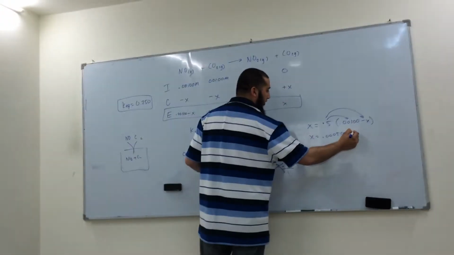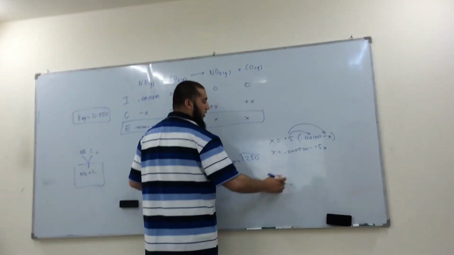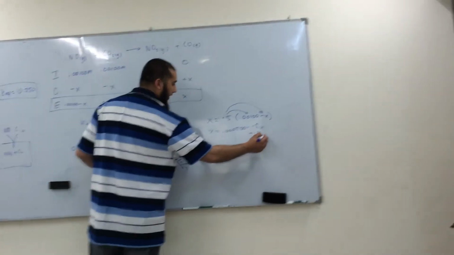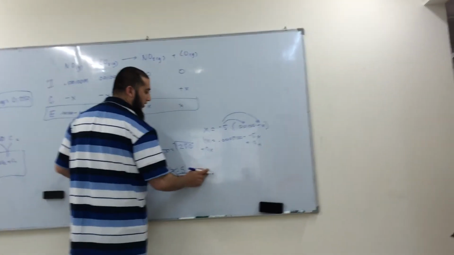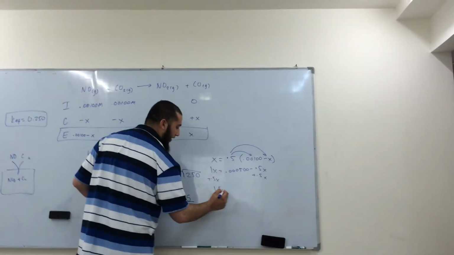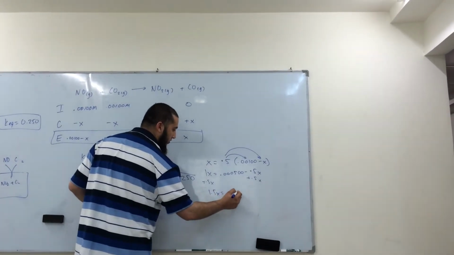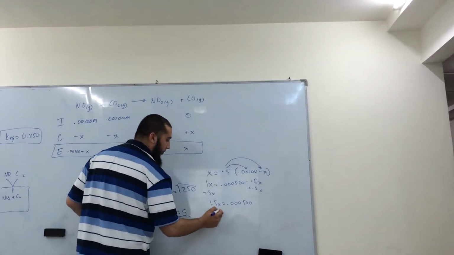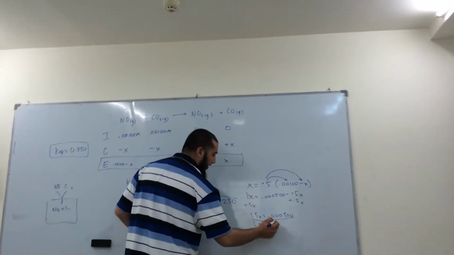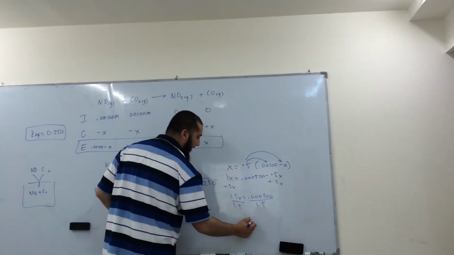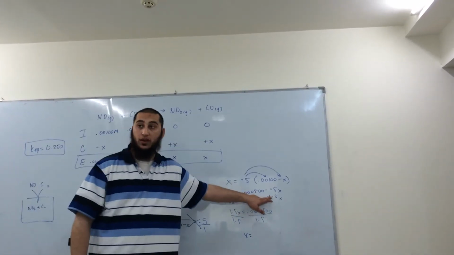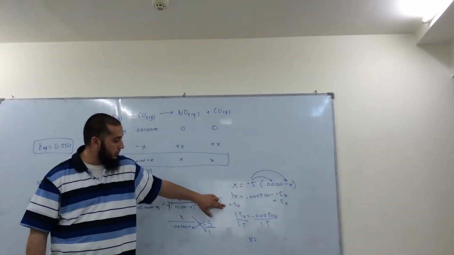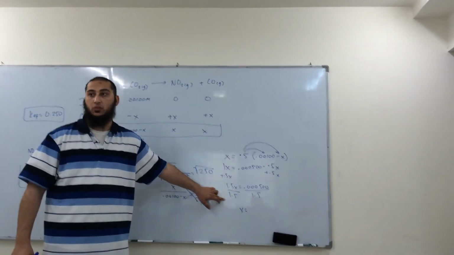Minus 0.5X. So then I'm going to do plus 0.5X, right? Plus 0.5X. And this is a 1, right? So this is going to be 1.5X equals 0.000500. And I'm going to divide by 1.5 on both sides. So what's my X? 0.5, right? No, because I added 0.5. So this is a 1. So 1 plus 0.5 is 1.5. So we'll divide by 1.5.